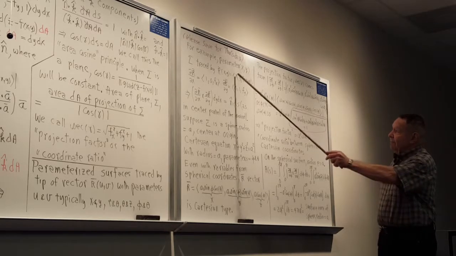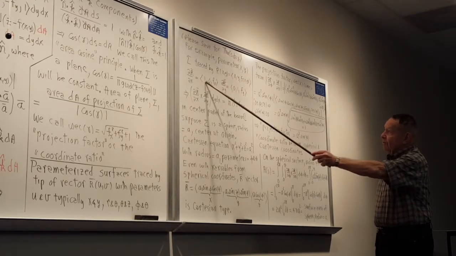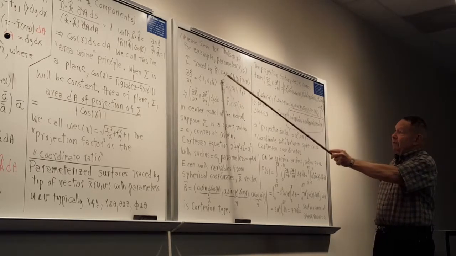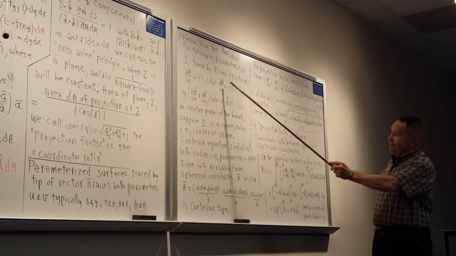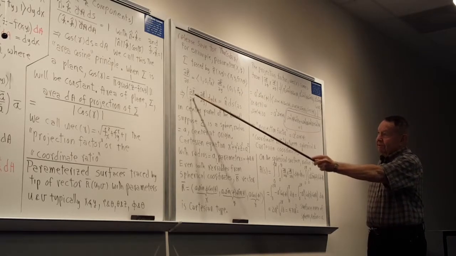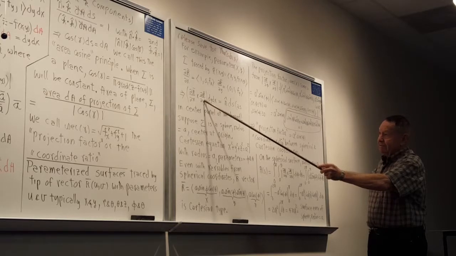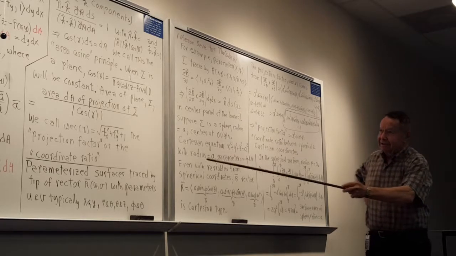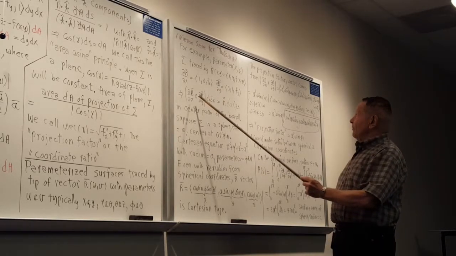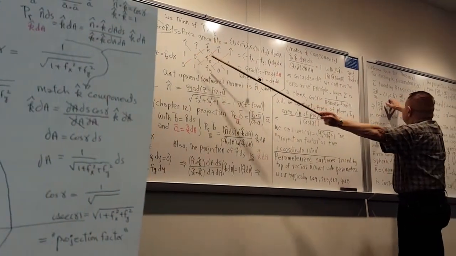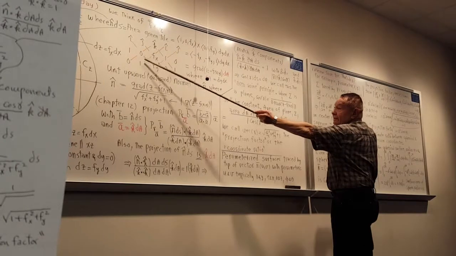Your partial of r with respect to x gives you 1, 0, and f sub x. Your partial of r with respect to y would give you 0, 1, and f sub y. And so your cross product of these partials is what would give you the n dS. You notice that when you do the cross product here, this is that line, and this one is that line.